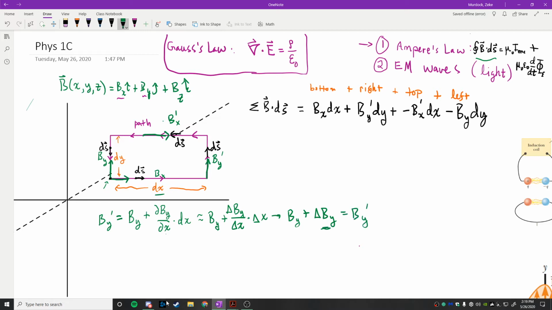Whatever the change in B is, you take the value on the left plus the change, you get the new value, right? Hopefully that makes sense to you guys? So this right here becomes what we can replace By prime with. I'll stop for a second. Do you guys have any questions? For example, if By was 2 Tesla and delta By was 0.01 Tesla, By prime would be 2.01 Tesla, right? I hope that should be easier to understand. Maybe I'm simplifying it too much, but does anyone have any questions?